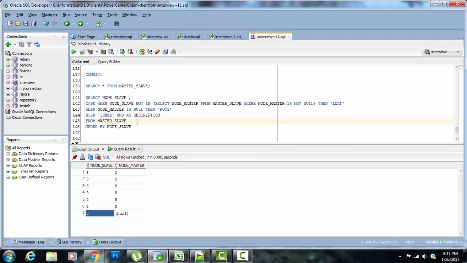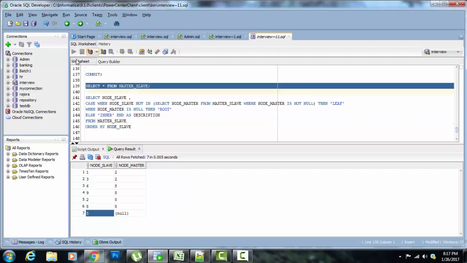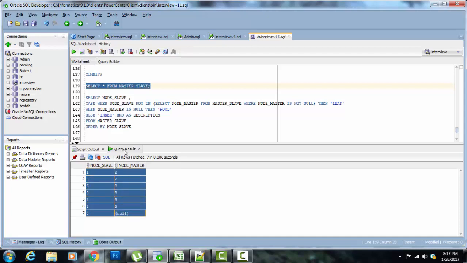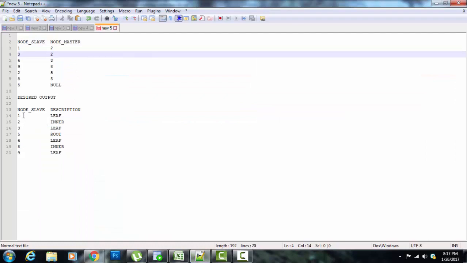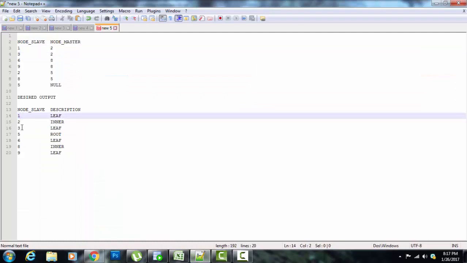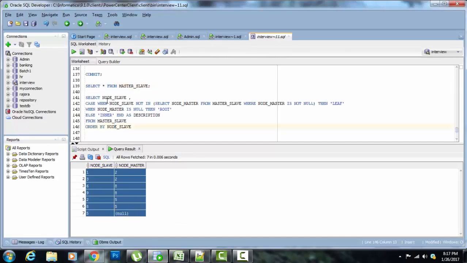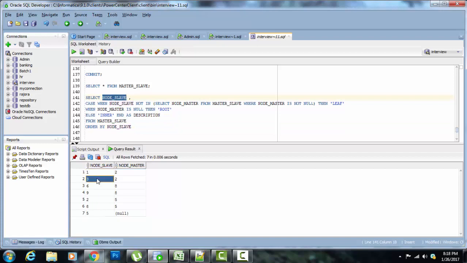I have already written the query, so I will be explaining the query step by step. First, query the table. We have the data as specified. Now I need to get the output as 1 leaf, 2 inner, 3 leaf and so on. So I have written the query. Initially I am selecting the value, whether it is 1, 3, 6, 9, 2, 8 or 5.